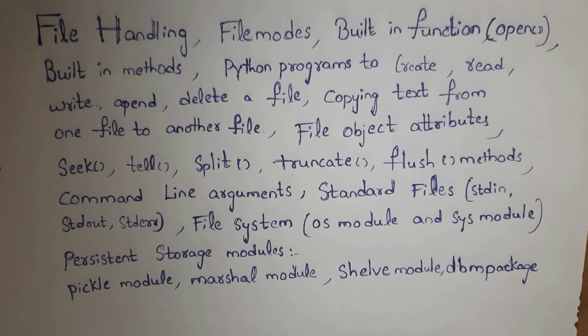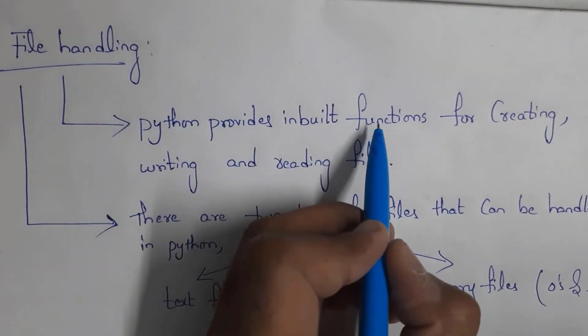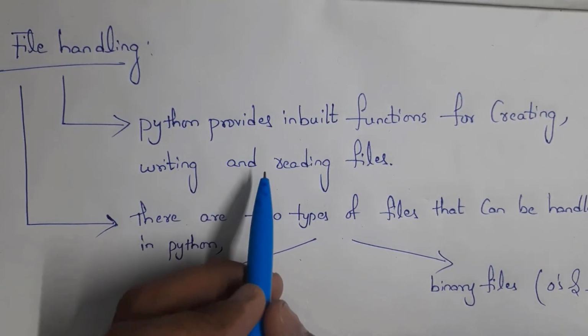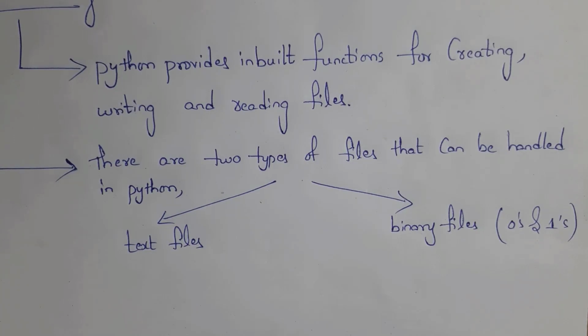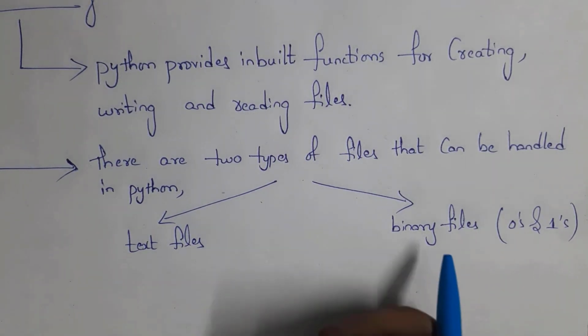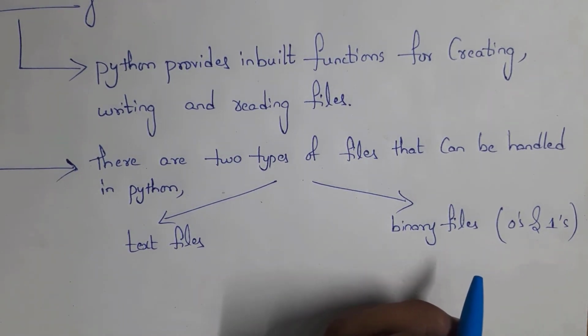Let's get started. At first, I will explain file handling in Python. Python provides inbuilt functions for creating, writing and reading files. Python contains various types of built-in functions. By using those functions, we can create files, we can write data into those files and we can read those files. By using Python programming, we can handle two types of files. They are text files and binary files. Binary files are written in binary language, that is in the form of zeros and ones.